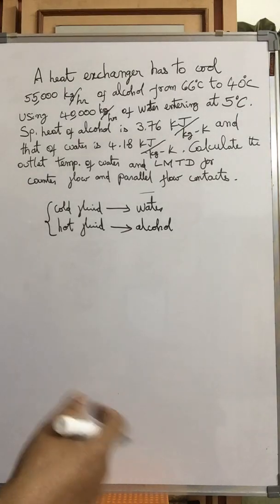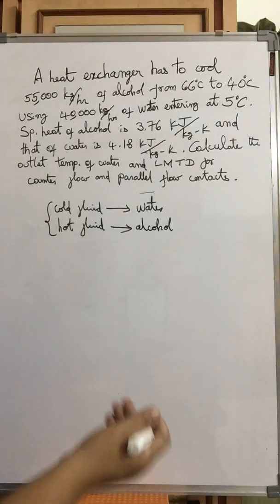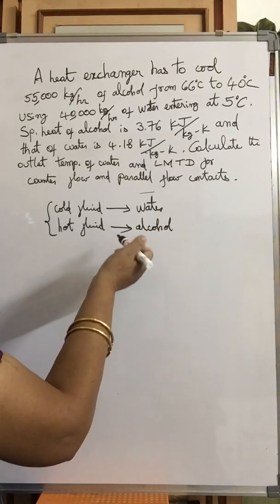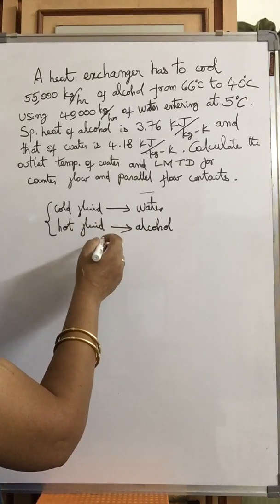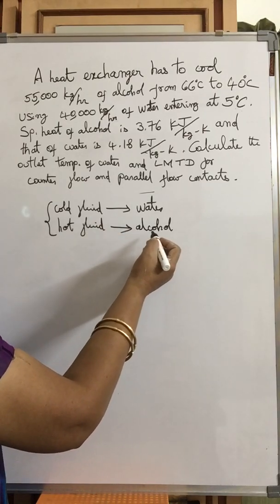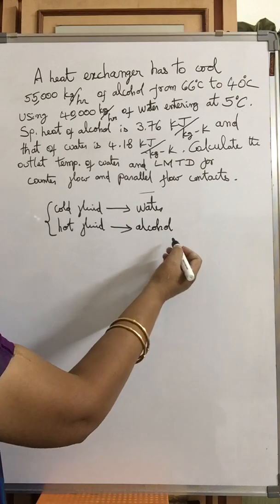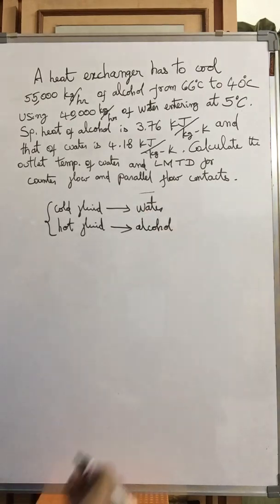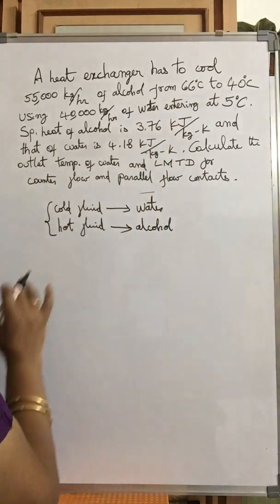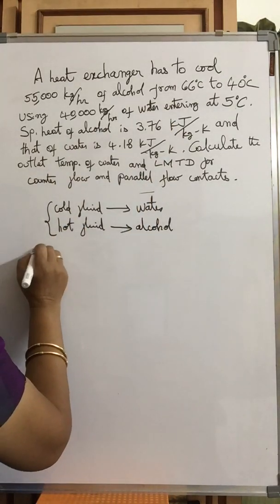Whenever you write CpH, that means the specific heat of the hot fluid, that is the specific heat of alcohol, or m dot H, that is the mass flow rate of alcohol. Like that you can easily write. So now next is what? Now we will start writing the notation for what is given.